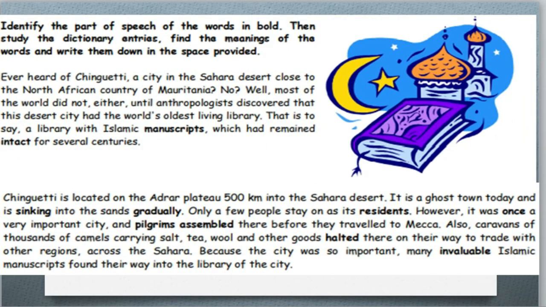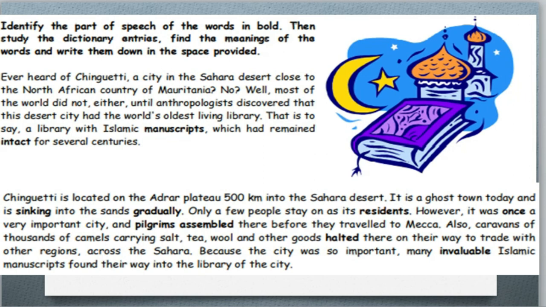And now let's analyze the words in bold. First of all, read the text very quickly and identify the part of speech of the words in bold. Then study the dictionary entries, find the meanings of the words, and write them down in the space provided. This is a text about the city called Chinguetti and its old library. I'm not going to read the whole text. I will just focus on the sentences where we can find the words in bold.